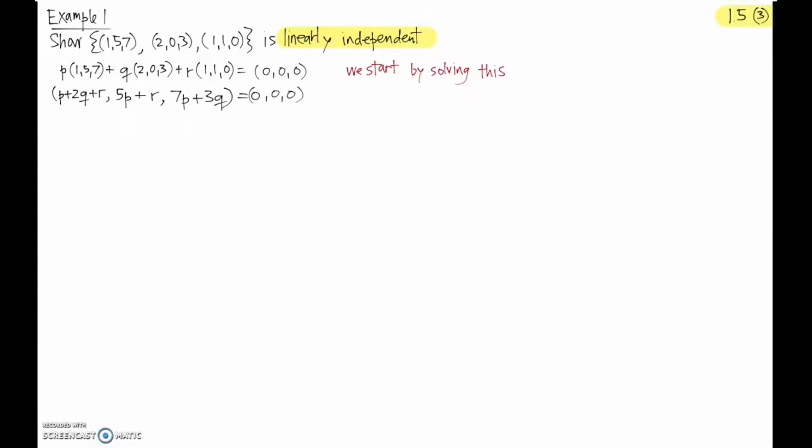I've got three variables, and setting these two vectors equal to each other, I've got three equations. P plus 2Q plus R equals 0. Then 5P plus R has to equal 0. This is because corresponding parts of equal vectors have to be equal. And 7P plus 3Q equals 0. I have a system of equations here. I'm going to put it in a matrix and solve that matrix and see what comes out.